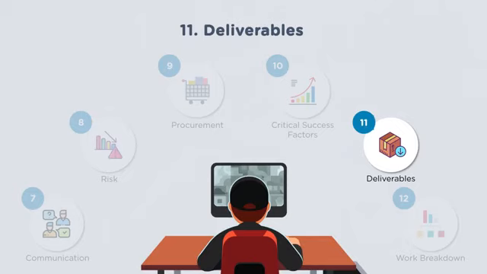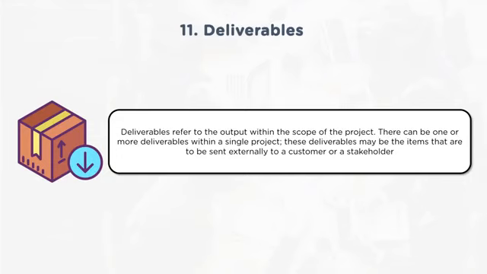Next, deliverables. So deliverables are those which come as an output of the project, right? It may be a product, it may be a service, it may be a result. So this refers to the output within the scope of a project. So there can be one or more deliverables within a single project. So these deliverables may be the items that are to be sent externally to a customer or a stakeholder. So every deliverable will have a defined scope and will have a defined specification.